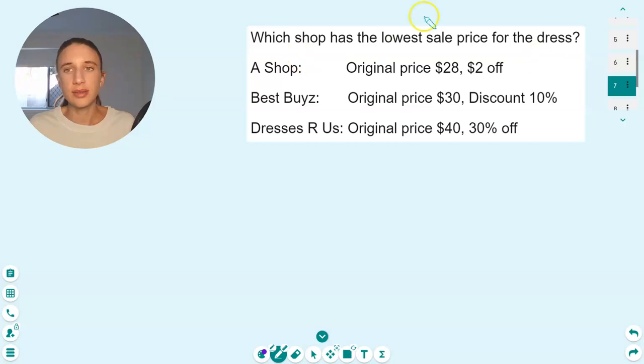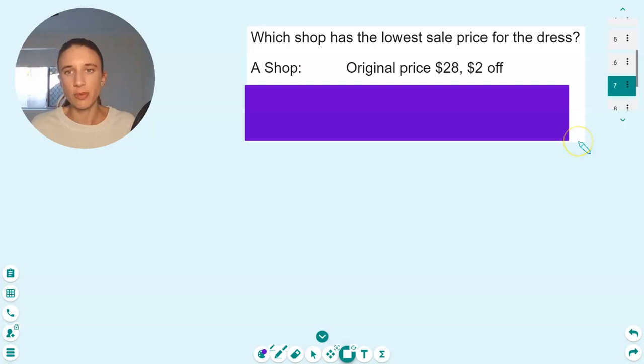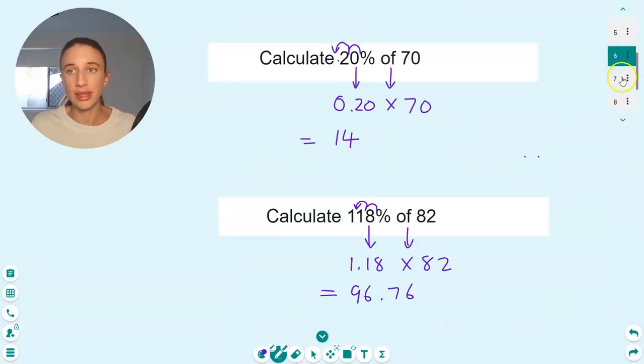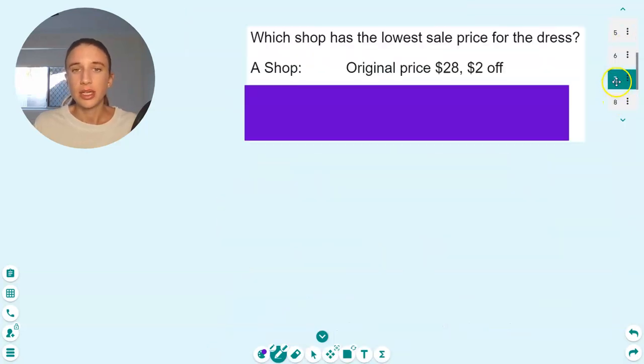And then it says, getting slightly more tricky each time, which shop has the lowest sale price for the dress? So we've got A shop, Best Buys, Dresses R Us. Let's just focus on A shop for now. Now, this is where we are going to be jumping back and looking at the sale price formula, this 4th formula here. Sale price is the original, take the discount. And sometimes we have to calculate that discount separately.